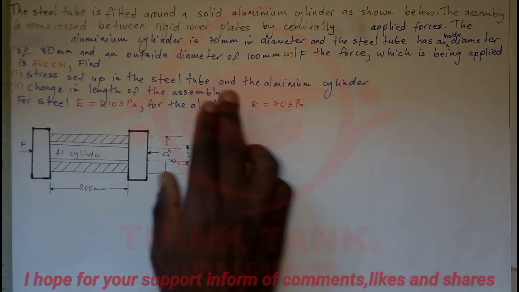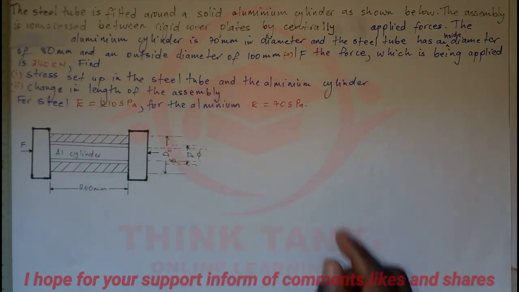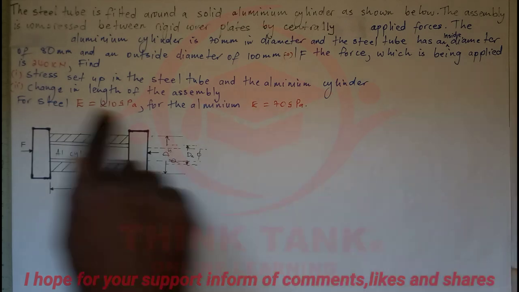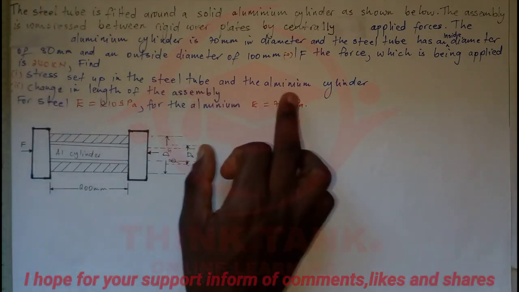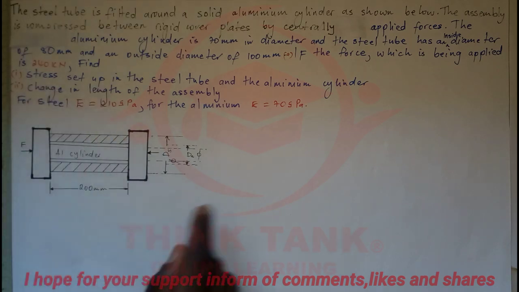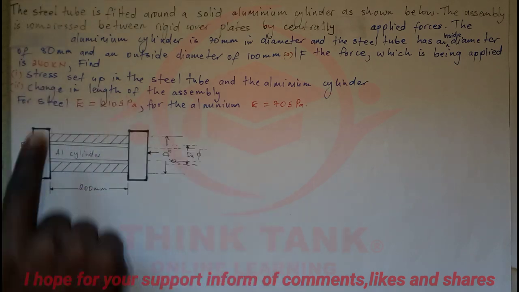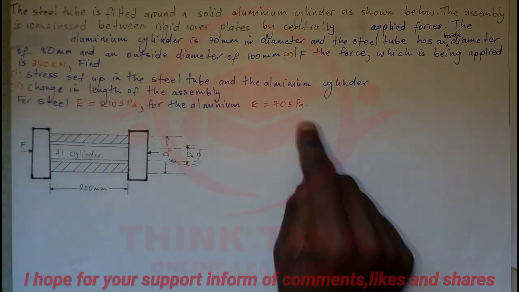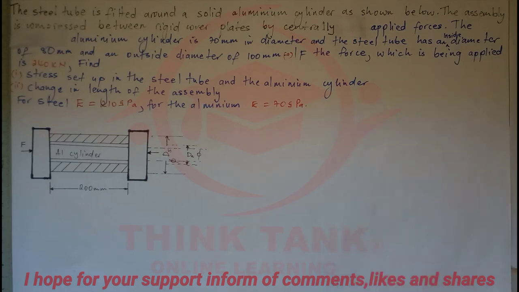The aluminum cylinder is 70 millimeters in diameter, and the steel tube has an inside diameter of 80 millimeters and an outside diameter of 100 millimeters. If the force being applied is 240 kilonewtons, you want to find the stress set up in the steel tube and in the aluminum cylinder, and after that we're going to find the change in length of the assembly, meaning of the wall section.